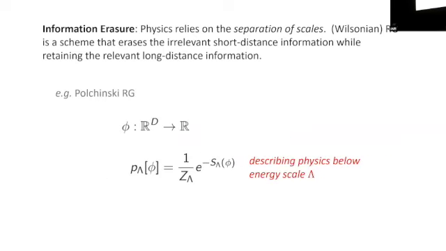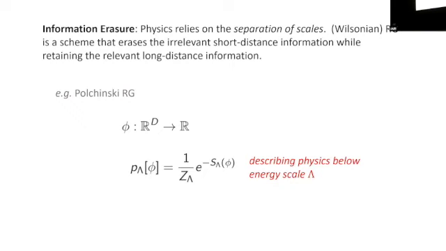And then for those of you who like field theories, let's take an example of a scalar field, and let's discuss what's called the Polchinski RG scheme. So a scalar field is a function on R^d, if your space-time has d dimensions. And in Euclidean space-time, what you care about is the Boltzmann distribution that's given by the so-called action.